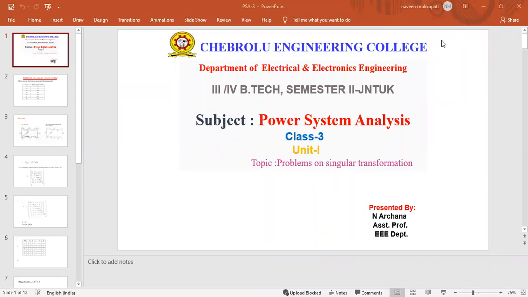Okay, first of all, in the previous class, we discussed the problems on the direct inspection method. By using the direct inspection method and also the singular transformation, we find out the Y bus matrix or the Z bus matrix. In the previous class we already discussed how we find the Y bus matrix by using the direct inspection method.